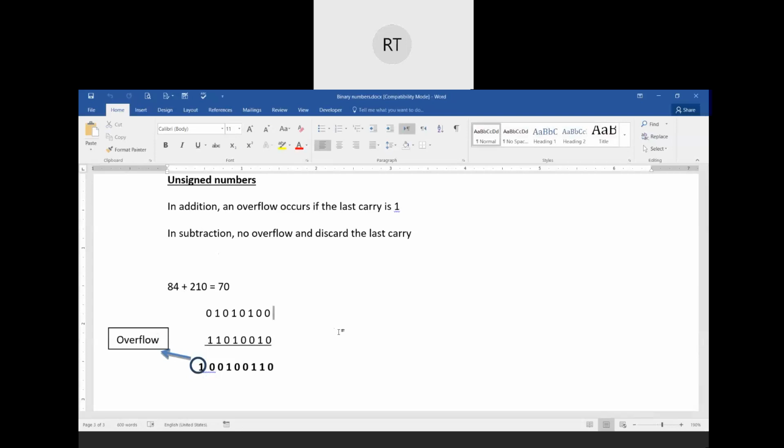Okay, here the number exceeded 8 bits and the answer is actually 294. It's greater than 255, so overflow. Okay, notice that it gave you 70. When it gives you 70 and it is supposed to give you 294, there is a mistake, right? The cause of this mistake is the overflow because it exceeded 255. Okay, guys?